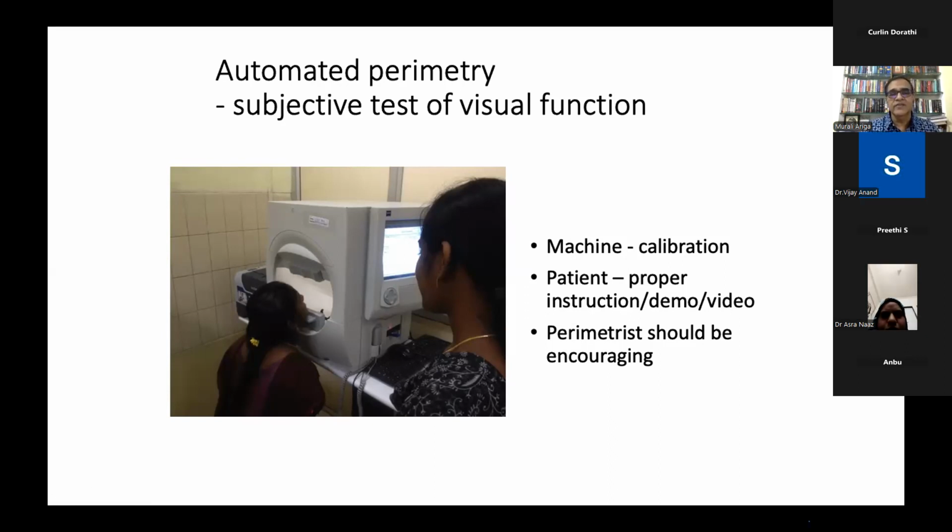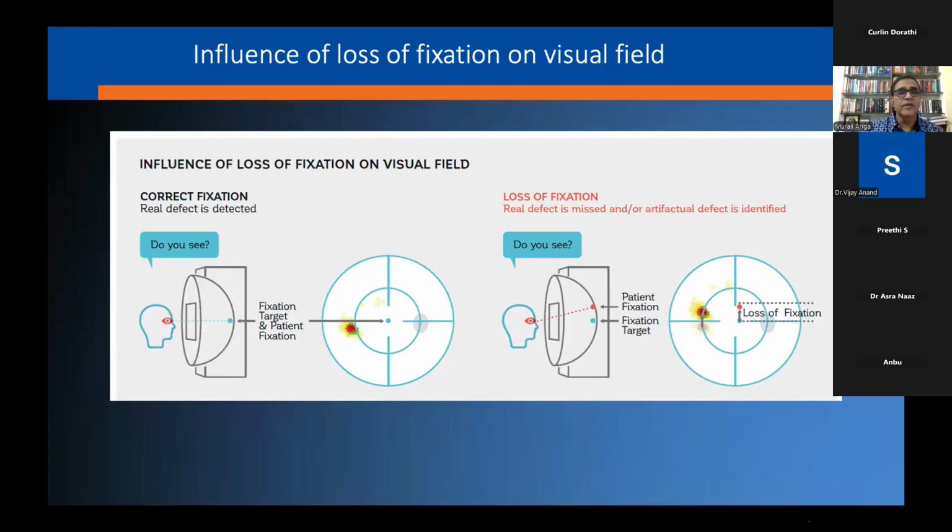And generally, the first test is usually a trial or demo test for a patient. The second test onwards is what we use for subsequent comparisons. A subjective test, proper instruction, an encouraging approach, and a silent, calm, dimly lit room are preferable for getting an optimum outcome. So the fixation loss, as I already mentioned: if the patient does not fixate on the central fixation target and then press the button when the dim or bright stimulus is presented, the loss of fixation can result in a lot of artifact-like defects. So fixation is key to perimetry, and we should really encourage this.